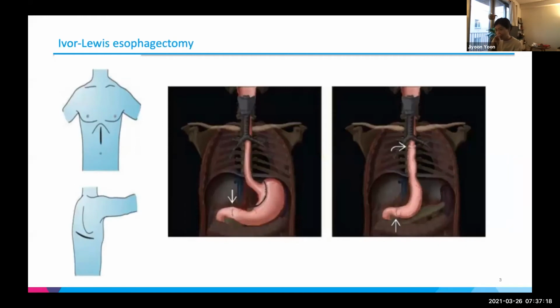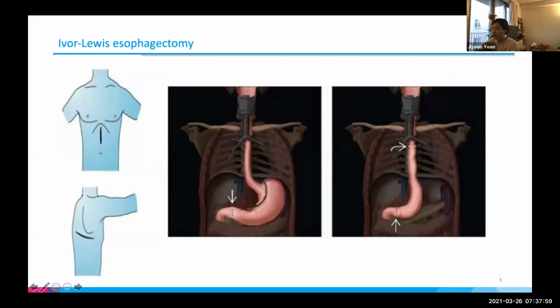So just to go over the anatomy of the Ivor-Lewis esophagectomy, initially a laparotomy is performed. That's to mobilize the stomach from the surrounding structures. A pyloroplasty is performed to prevent delayed gastric emptying, and then the surgeon also performs a lymph node dissection. The patient is then turned onto their left lateral, and a right thoracotomy is performed. The stomach is mobilized into the thorax. The esophagus is mobilized with a resection of the tumor. And then the anastomosis is performed between the stomach and the esophagus.